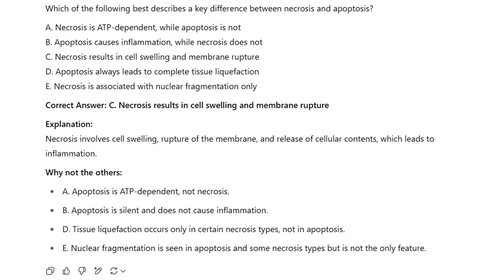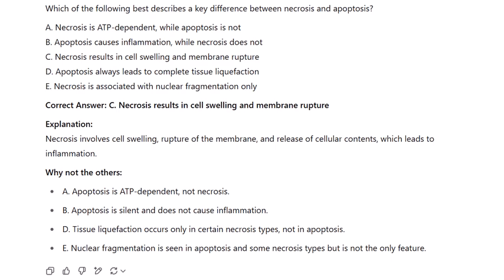Correct answer, C. Necrosis results in cell swelling and membrane rupture. Explanation. Necrosis involves cell swelling, rupture of the membrane, and release of cellular contents, which leads to inflammation.